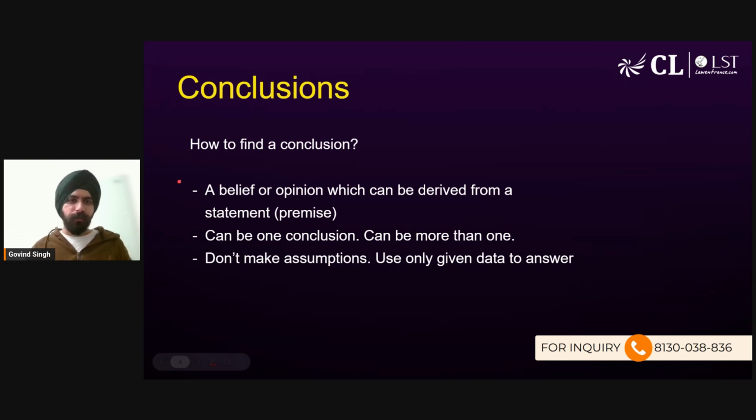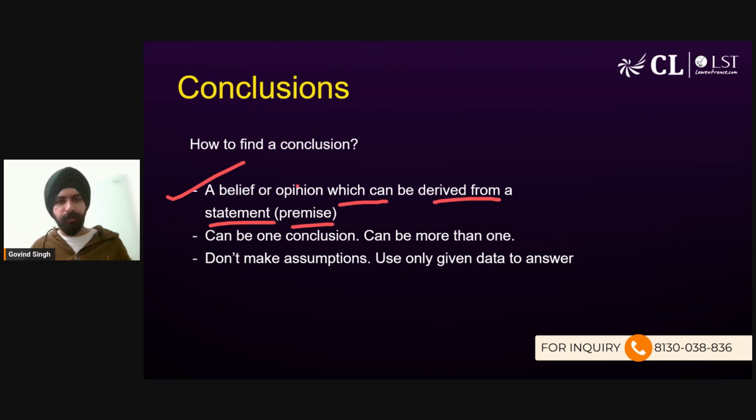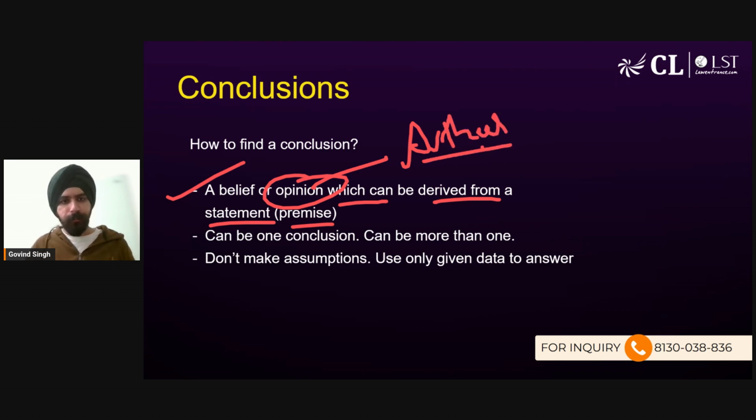Firstly, now we know that the conclusion is a belief or opinion which can be derived from statements, which are premises, the belief or opinion of the author, of the person who is making that statement. Now, another important question to address here: is there only a single conclusion from a logical argument? The answer is maybe, maybe not. There can be just one conclusion. There can be more than one conclusion as well. It depends on the nuance of the argument.